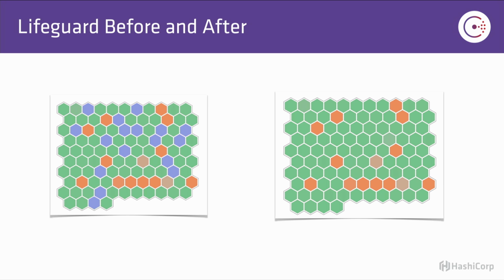So just to have some awesome looking colorful things, this was a test we did before and after. We intentionally degraded basically the orange ones, and then the blue ones were ones that got flappy, falsely accused. And then with Lifeguard, we only have the ones that are actually failed showing up as failed by the rest of the cluster.